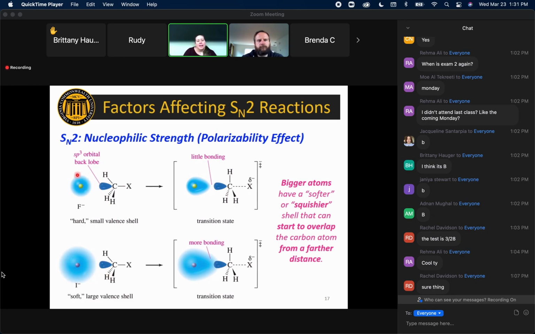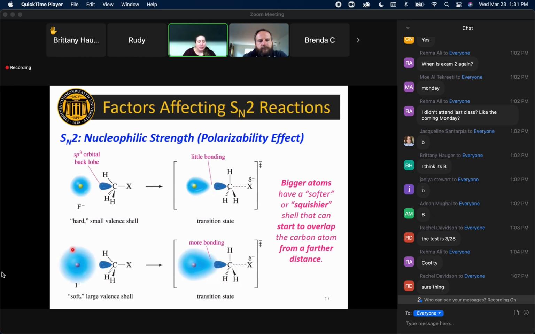So if you have a small valence shell, that nucleophile, as it approaches the sterically crowded electrophilic carbon center, is going to have to distort its electron cloud to be able to reach over to the back lobe of the bond holding that carbon halogen. And because it's a hard nucleophile, it's not going to be very good at distorting its cloud. So it'll distort it a little bit, but it won't have great overlap here.